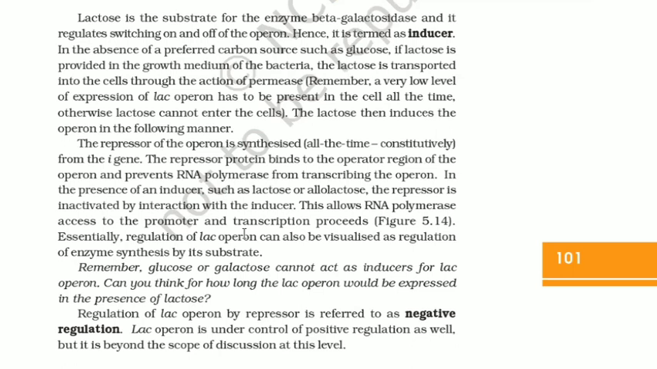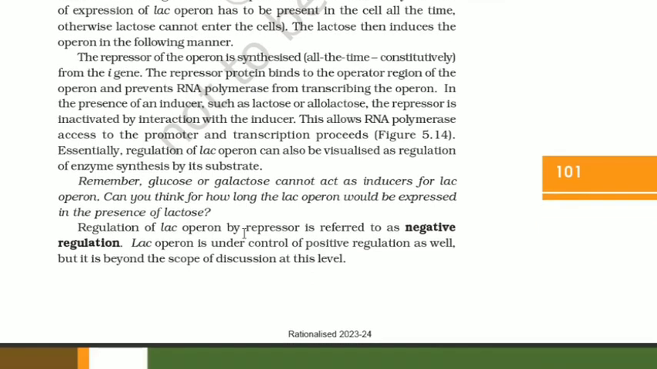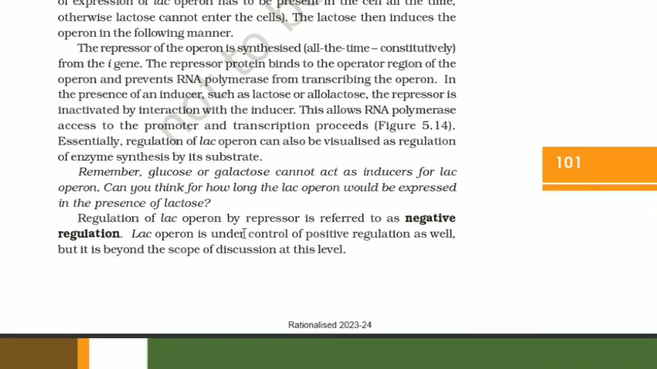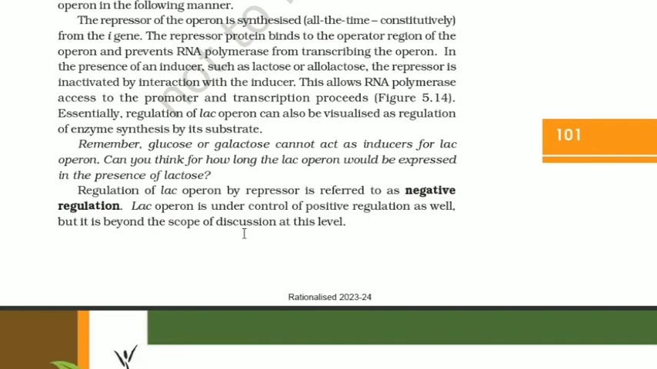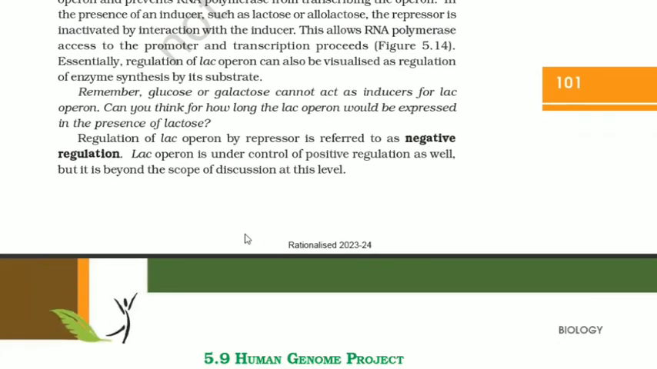In the absence of a preferred carbon source such as glucose, if lactose is provided in the growth medium of the bacteria, the lactose is transported into the cell through the action of permease. The lactose then induces the operon in the following manner. The repressor of the operon is synthesized from the I gene. The repressor protein binds to the operator region of the operon and prevents RNA polymerase from transcribing the operon. In the presence of an inducer such as lactose or allolactose, the repressor is inactivated by interaction with the inducer. This allows RNA polymerase access to the promoter and transcription proceeds.